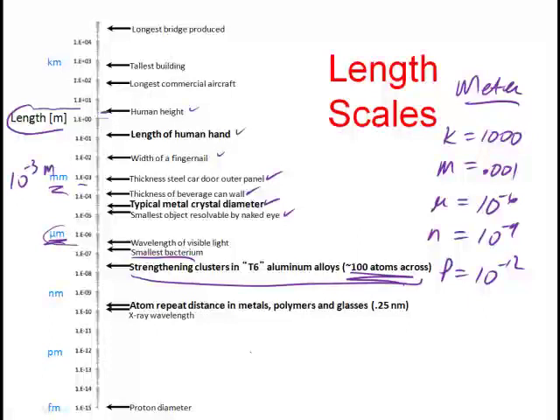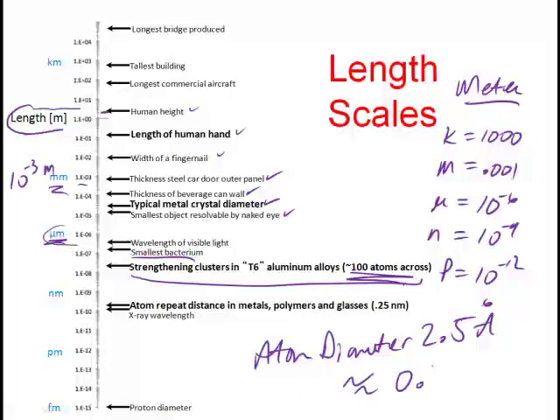You should know that an atom diameter is about 2.5 angstroms. An angstrom isn't quite an SI unit. What we like is a nanometer. So that's about 0.25 nanometers, and that would be about what an atomic repeat distance is in metals, polymers, and glasses down there. So again, you keep going backwards through those powers of 10, and you can see they're going really, really small by compounding this way.